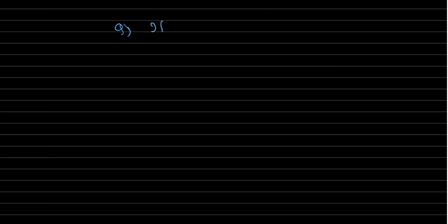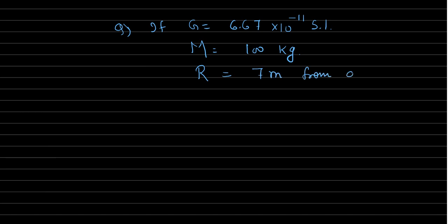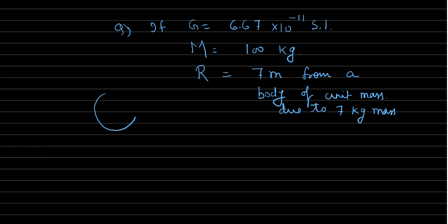So write one question for this. If capital G equals 6.67 into 10 to the power minus 11 SI, and capital M is 100 kg. Then find gravitational field intensity at a distance of 7 meter from a body of unit mass due to 7 kg मास। तो आपने फिगर बनाया, ये 7 kg मास है और इससे 7 मीटर पर रखा हुआ है आपने एक और मास which is only of 1 kg. So what is the intensity at this point P due to this 7 kg मास?